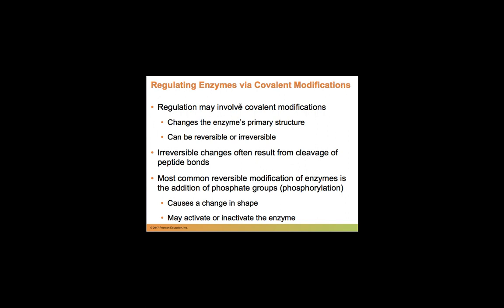Regulation can also include covalent modifications. A covalent modification is going to change the enzyme's primary structure. It can be reversible or irreversible once again. If it's irreversible, that usually means it resulted in cleavage of a peptide bond. One of the most common reversible modifications of enzymes is the addition of a phosphate group, and we call that phosphorylation. The enzyme kinase is going to phosphorylate different enzymes. So kinase is responsible for phosphorylation. It's a common reversible modification, the addition of a phosphate group.